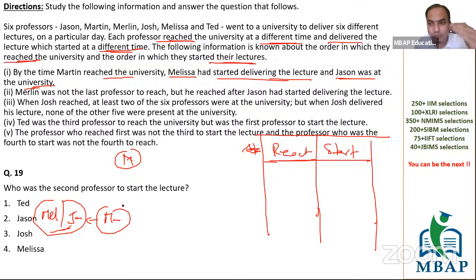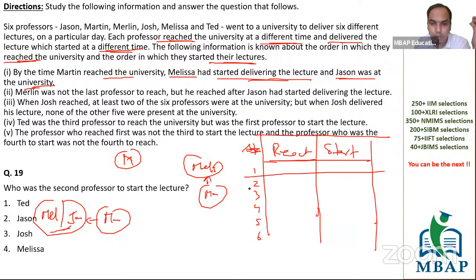And so you have two plots. The delivering part is also where you understand that before Martin's class, Melissa had already started delivering. So Melissa is before Martin in terms of the delivery. What you can do is put a number here. There are six professors, 1, 2, 3, 4, 5, 6. You can do something like this.